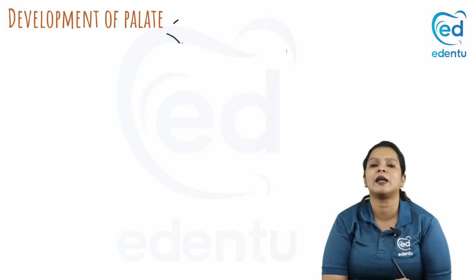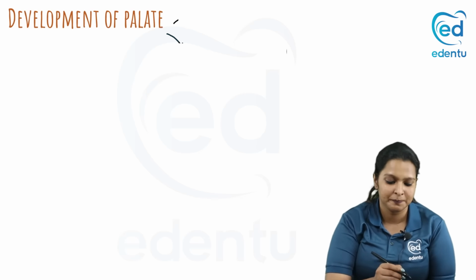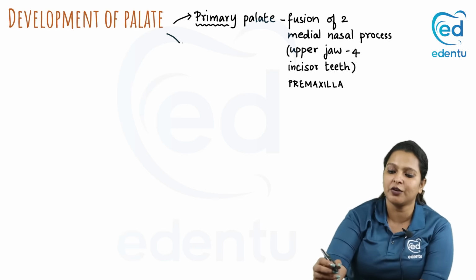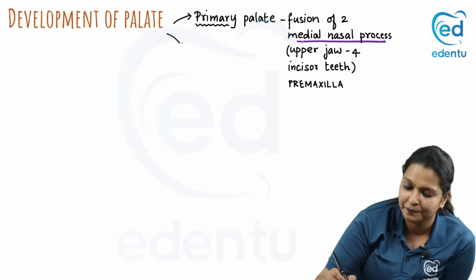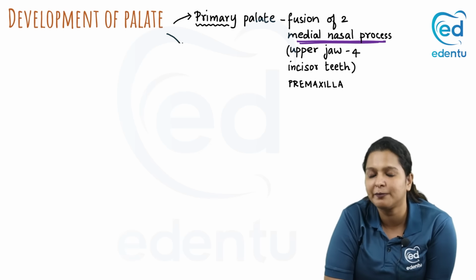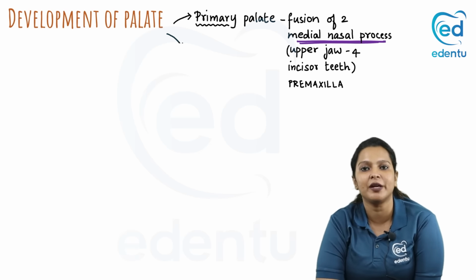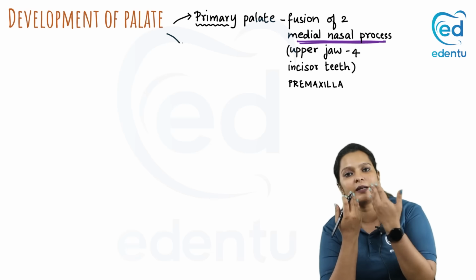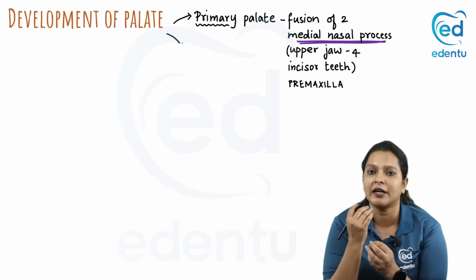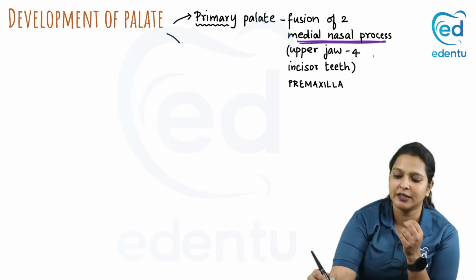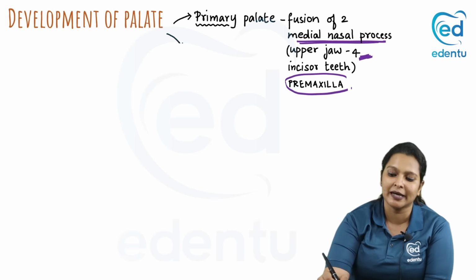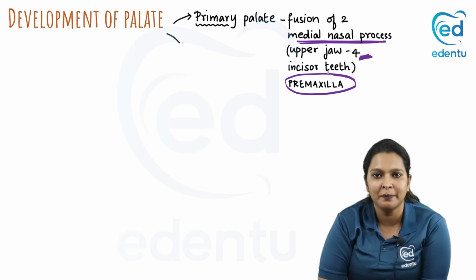Regarding the development of the palate, the palate is formed in 2 stages. The first one is called the primary palate. It is formed by the fusion of the medial nasal process. We already saw what it is a component of. The medial nasal process is a component of the frontonasal process. By the fusion of both the side medial nasal processes, the primary palate is formed. It will give anchor attachment to the upper 4 incisor teeth. And this forms the future premaxilla. It gets ossified to form the premaxilla.